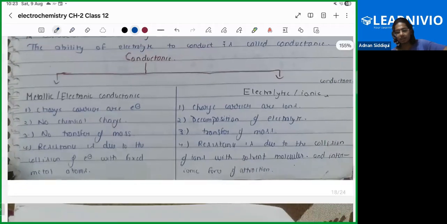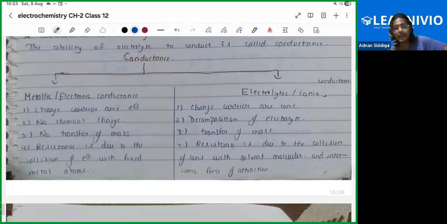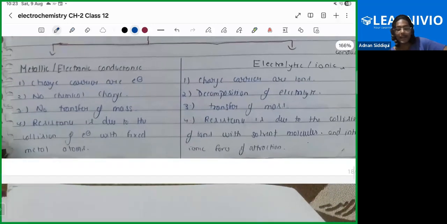In metallic conductor, the charge is carried by electrons, but in electrolytic, the charge carriers are ions. It may be cation or anion. In metallic conductor, you don't observe any chemical change, but for electrolytic conductance, you observe some change. For example, decomposition of electrolyte.